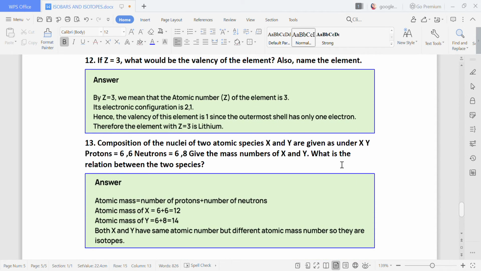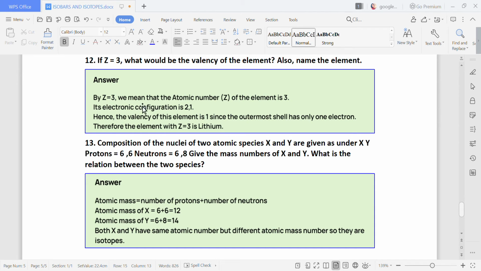Now the next question that is in your NCERT, question number 12, is Z is equal to 3. Now children, what is Z? Z represents atomic number. So they say if Z is equal to 3, what will be the valency of the element? Also name the element. Now children, Z, as I told you, means the atomic number. And we know that atomic number is equal to the number of protons, and protons are always equal to the number of electrons. So the total number of electrons of this element is also 3.